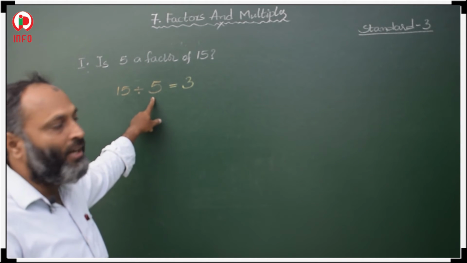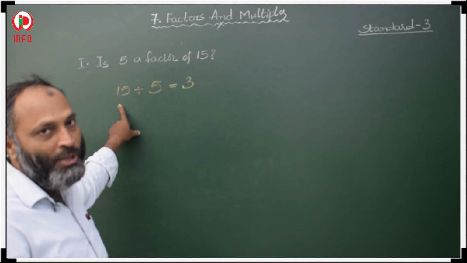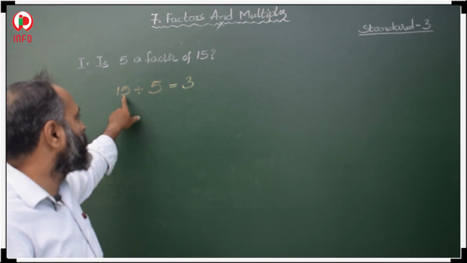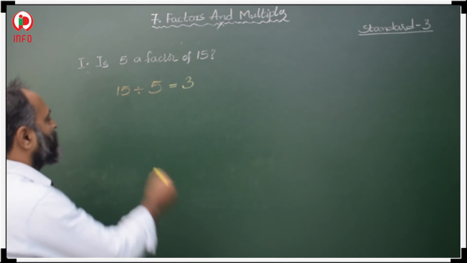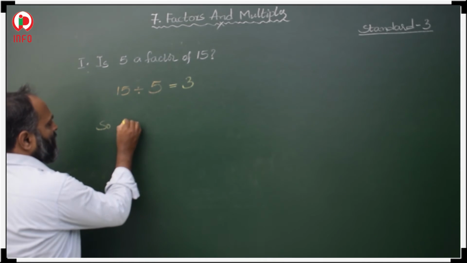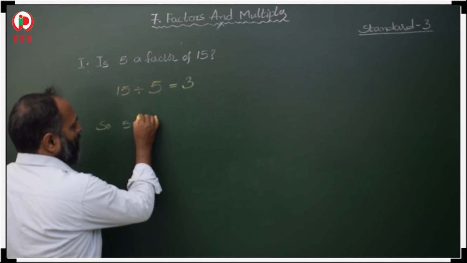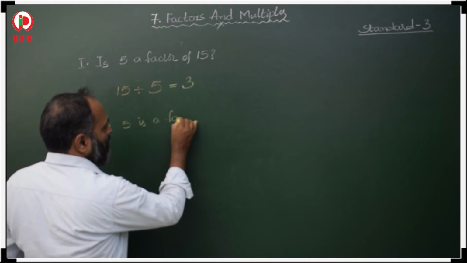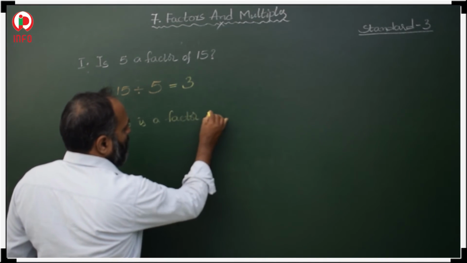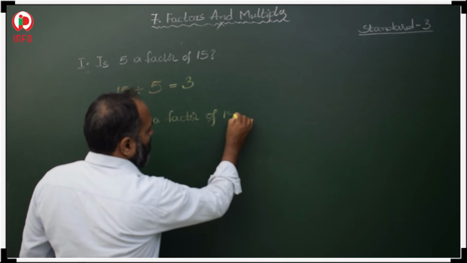3 5s are 15, it means 5 exactly divides this 15. So, 5 is a factor of 15.